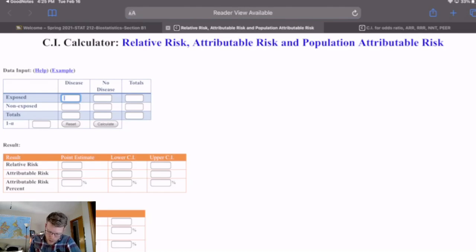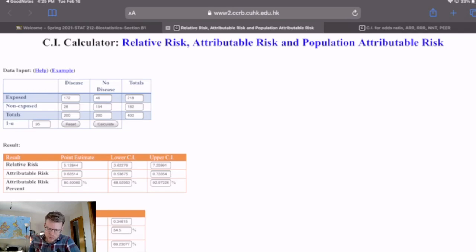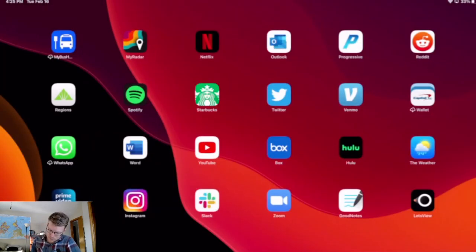So I'm going to do, I think it is 172 and 28. And then this group is going to be 46 and 154. And this is, again, going to be 95% confidence. Now my relative risk confidence interval has a point estimate of 5.13, and it's spanning from 3.62 to 7.26.